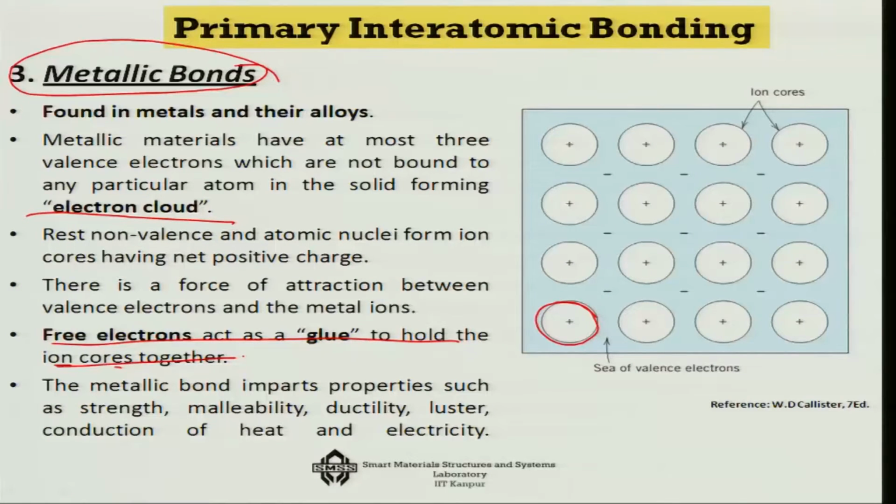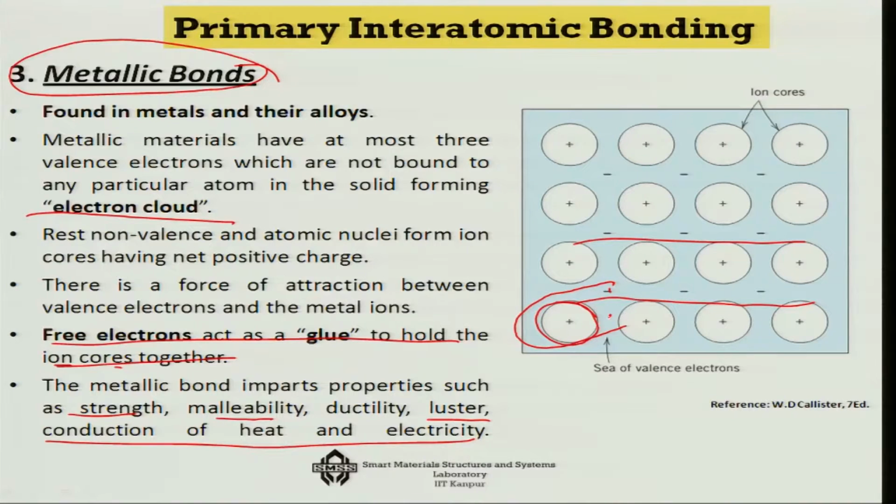This imparts properties such as high strength, malleability, ductility, luster, and conduction of heat and electricity, because you have many free electrons available. So, you get good conduction of electricity in the system. And also you get a good bonding. Why? Because you have the positive cores which are glued by the electron clouds. So, you get a good bonding via these electron clouds. That is what makes the metallic bonding.